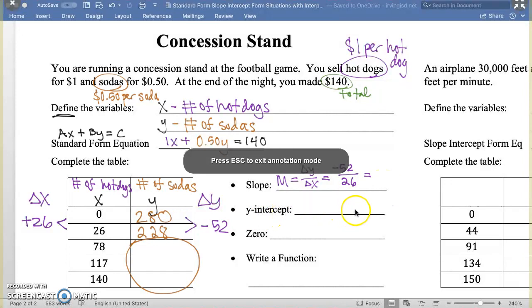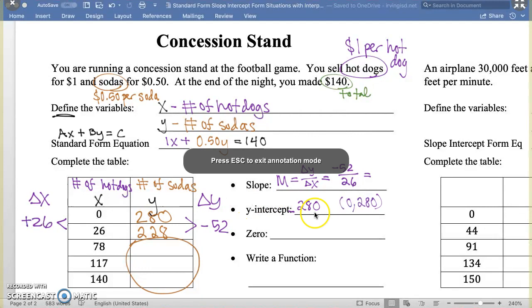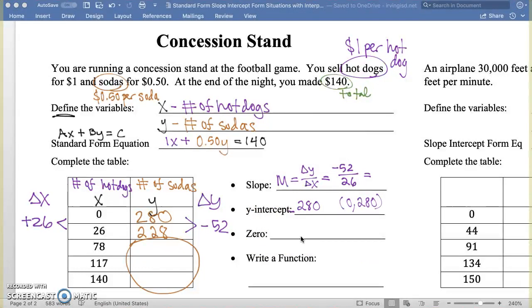The y-intercept you should be able to find, and then the 0 you should be able to find. So the y-intercept, if you didn't locate it before, is this 0 and 280. As an ordered pair it is 0, 280. So you can represent it either way, as this single number or as an ordered pair. The 0, I'm going to let you find that. I will just say that's the x-intercept in case you've forgotten.